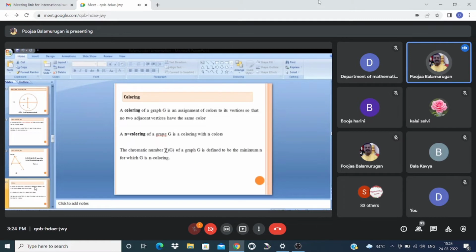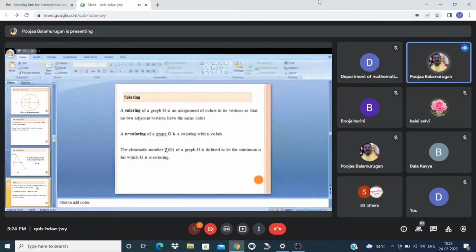Now I will start coloring. What is coloring? Everybody knows coloring, right? Suppose two vertices are adjacent, we give different colors. If two vertices are not adjacent, we can give the same color. The minimum number of colors needed for the graph is the chromatic number, right?